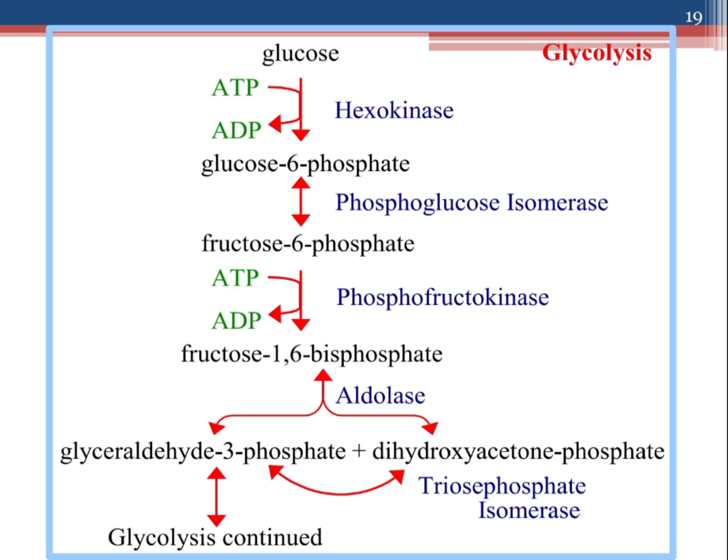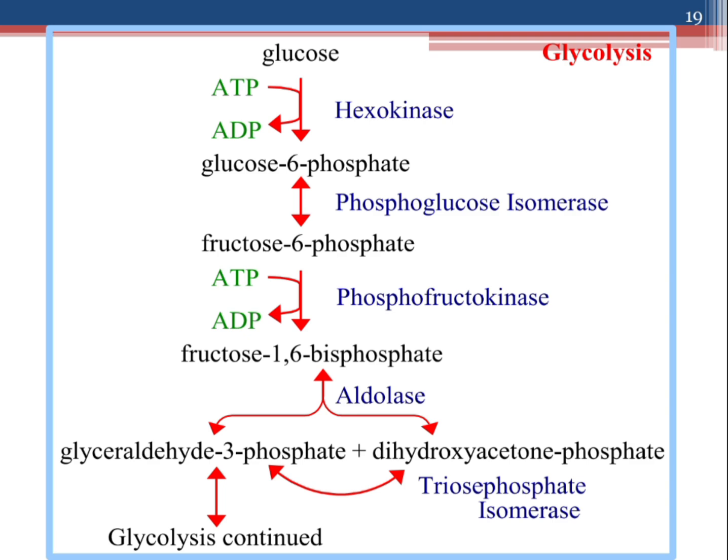This all happens in the presence of an enzyme known as hexokinase. And this reaction is a one-way reaction. It is not bidirectional. That means it cannot be reversed. That's why you can see that it has been represented by a single arrow.